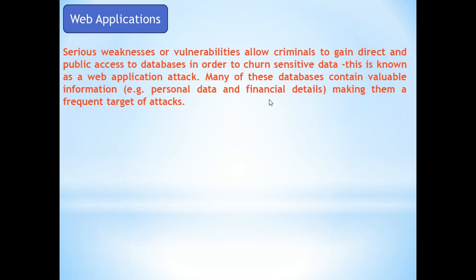Now web applications. Serious weaknesses or vulnerabilities allow criminals to gain direct and public access to databases in order to steal sensitive data. This is known as a web application attack. Actually, in the back end of our web application, there is a database, and we have very important or valuable data or information on the database. So database is the main target for an attacker, like SQL injection kind of attack.